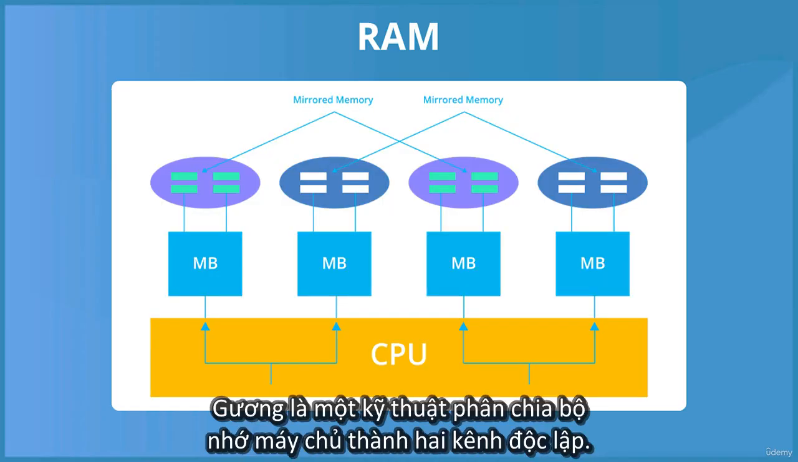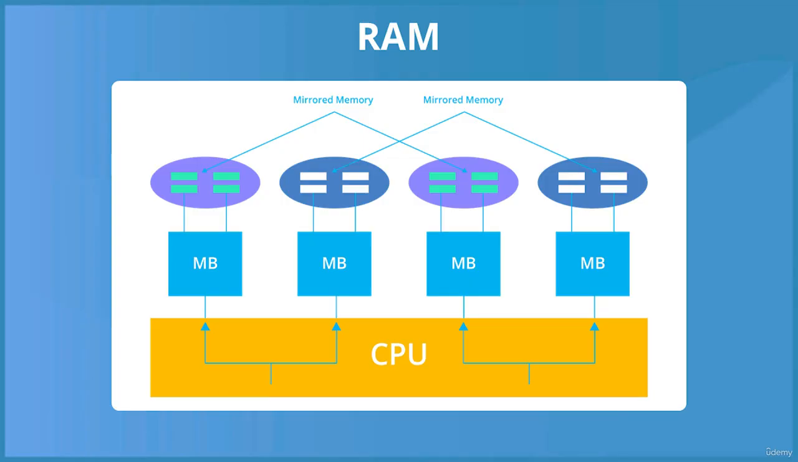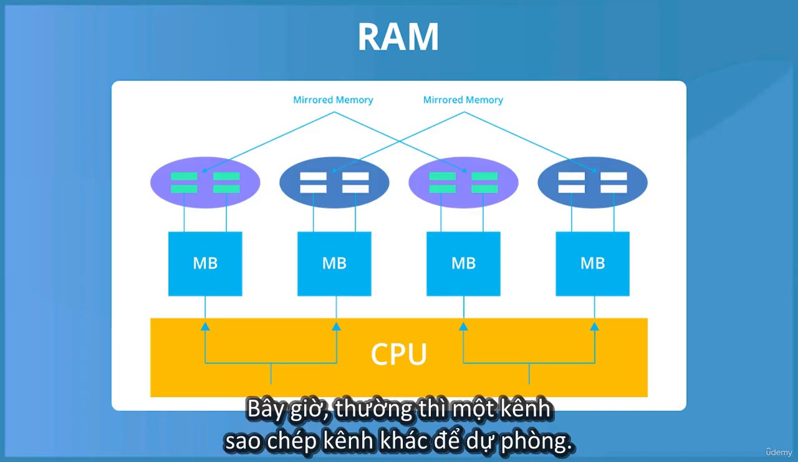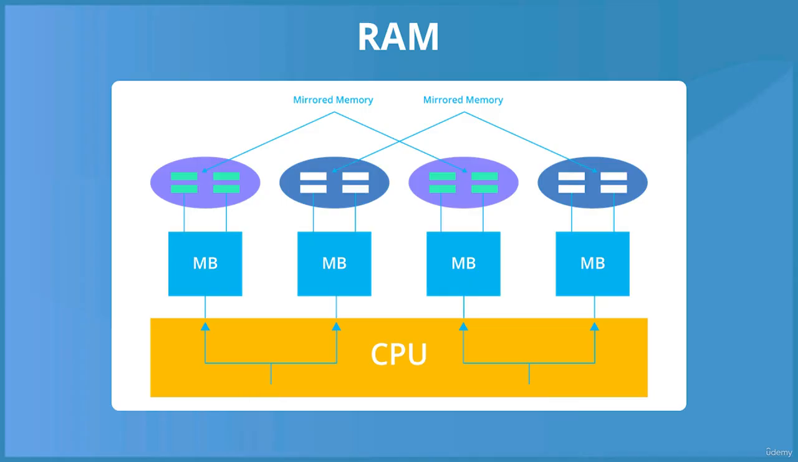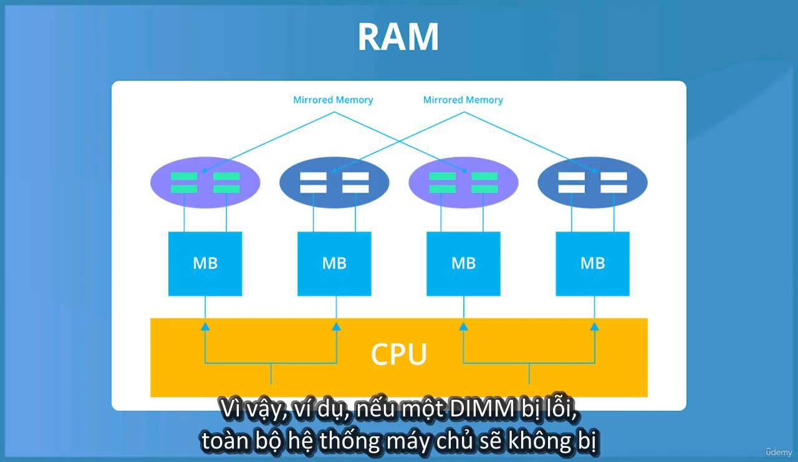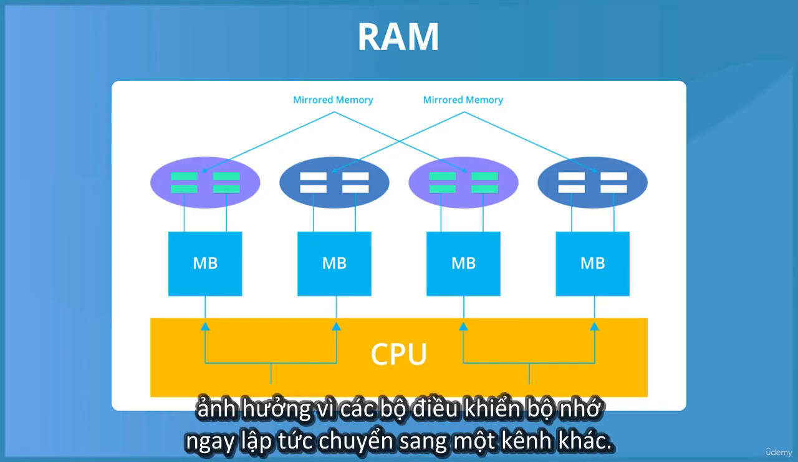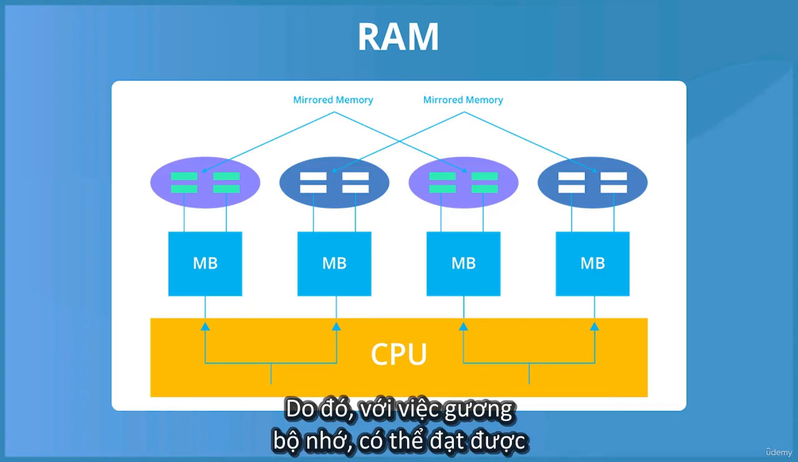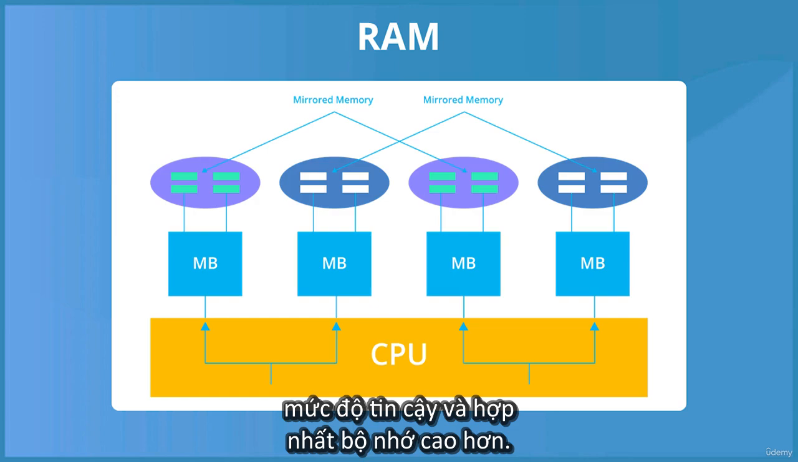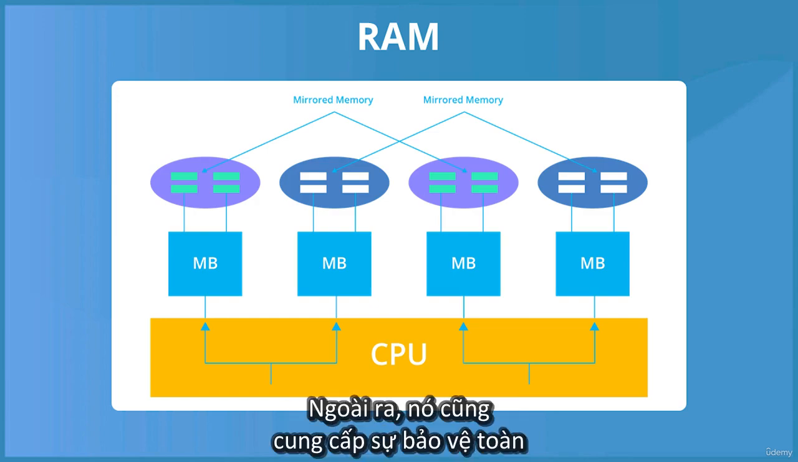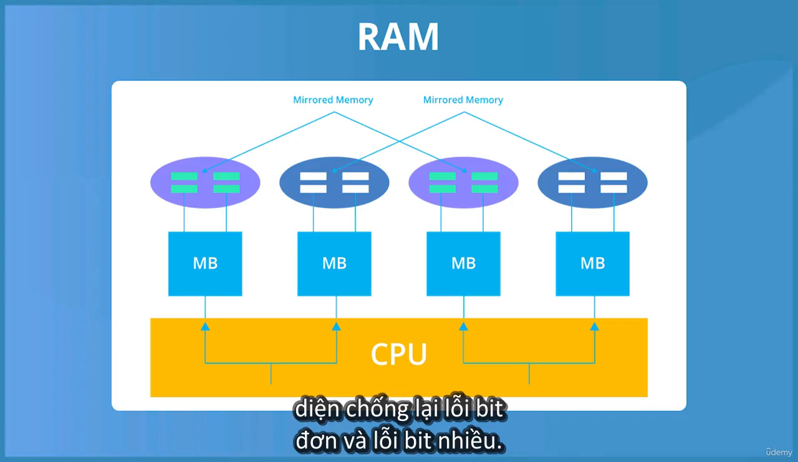Memory mirroring is a technique that divides server memory into 2 independent channels. Now, typically, one channel replicates another for redundancy. So, for instance, if a DIMM fails, the entire server system won't be affected because the memory controllers immediately move to another channel. Therefore, with memory mirroring, a higher level of memory reliability and consolidation can be achieved. Besides, it also provides comprehensive protection against single-bit and multiple-bit errors.